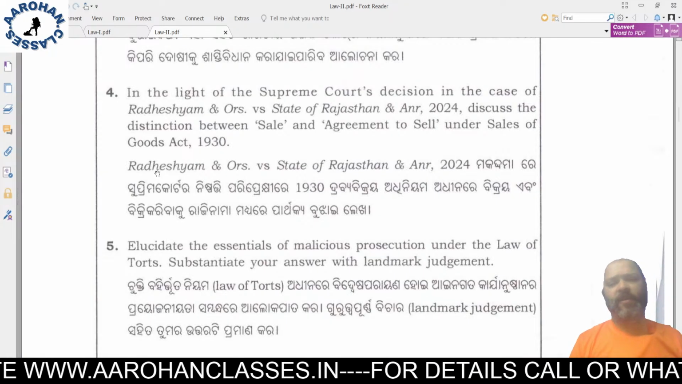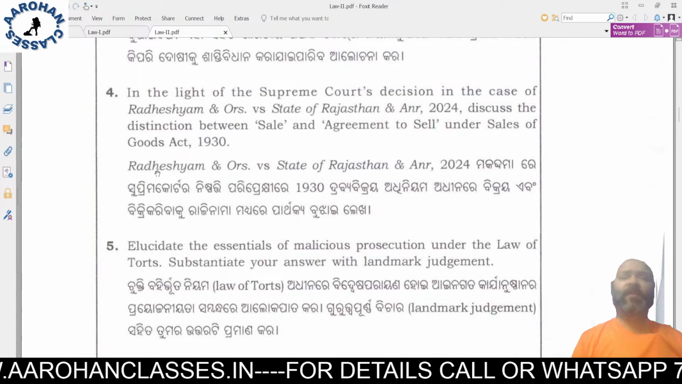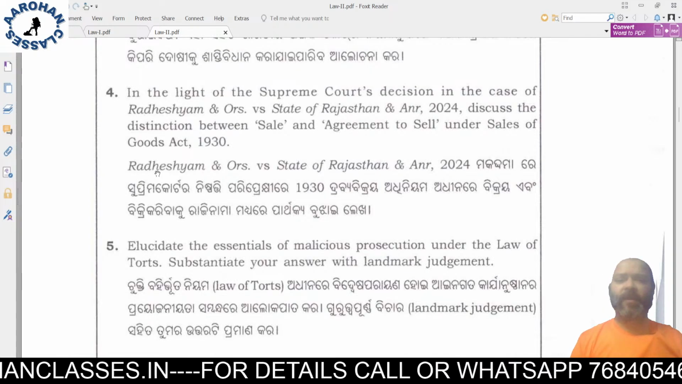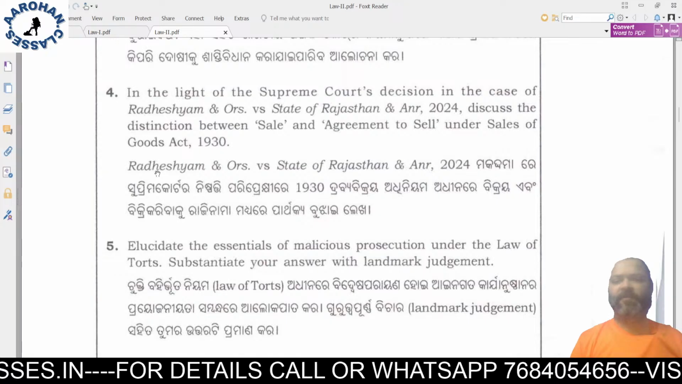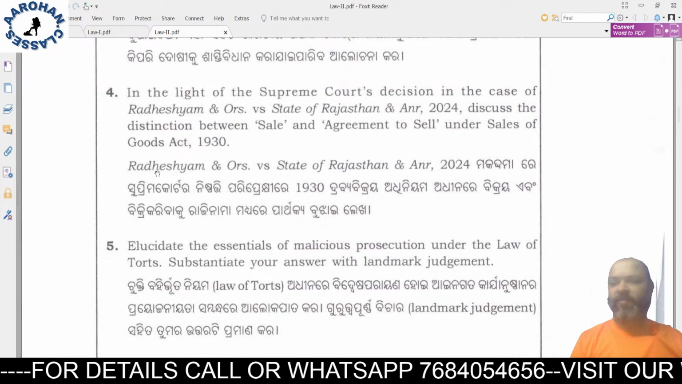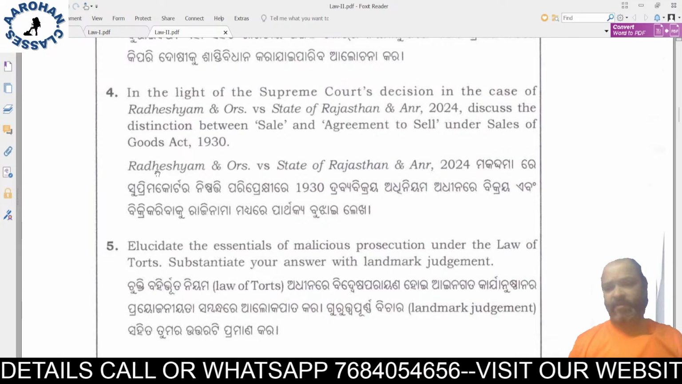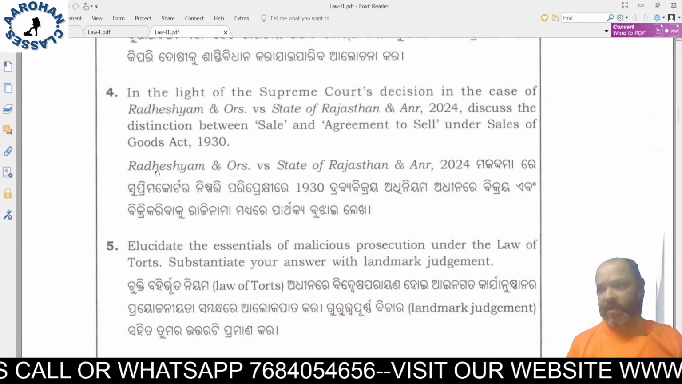Okay, community service, add it. In the light of Supreme Court's decision in the case of Radheshyam and others versus State of Rajasthan and another, 2024. Okay, a completely new case.